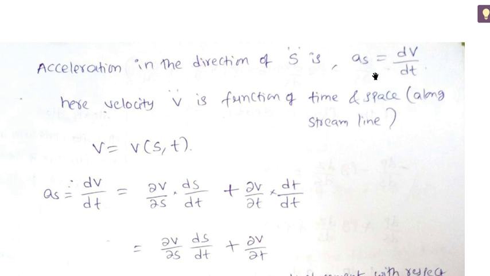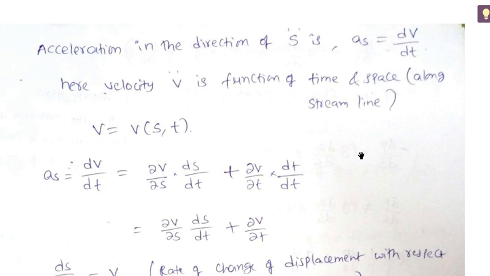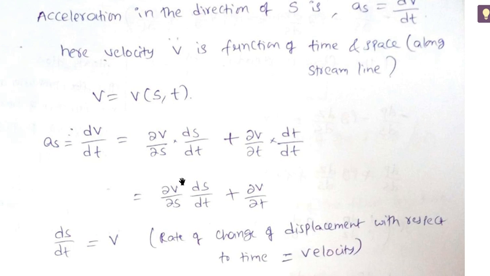So acceleration equals rate of change of velocity with respect to time. Acceleration equals dv by dt. But velocity may vary along the streamline and with respect to time also. So velocity is a function of both space along the streamline and time. So now we can write dv by dt. We have to apply partial differentiation. Since velocity is a function of both space and time, it is dou v by dou s into ds by dt, plus, similarly, dou v by dou t into dt by dt.